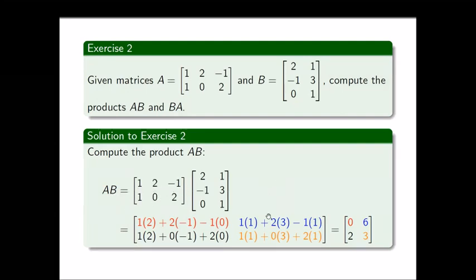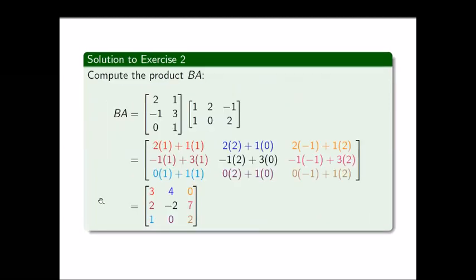And we compute these entries one by one. So for the first entry, we take the first row of A and the first column of B. We multiply the corresponding entries, and then we add them up, and we get a 0. 2 minus 2 minus 0 is 0. And then we do the same for all the other entries. In this scenario, we get 0, 6, 2, 3. So this is a 2 by 2 matrix, and that's the value of my matrix AB.